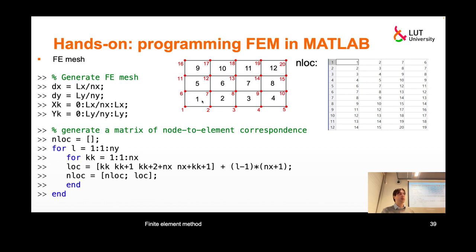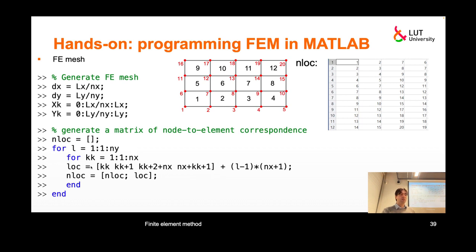And I use everywhere the same rule of numeration of nodes within an element, the same that I used previously: 1, 2, 3, 4. For element number 7, for instance, it would be 8, 9, 14, 13. Let's check. 8, 9, 14, 13. So this is the matrix that I want to have.